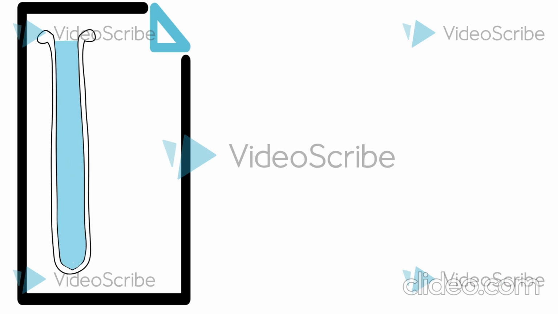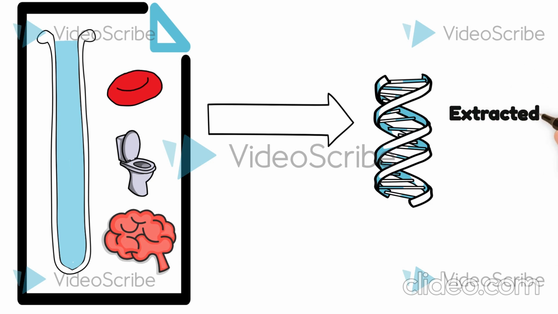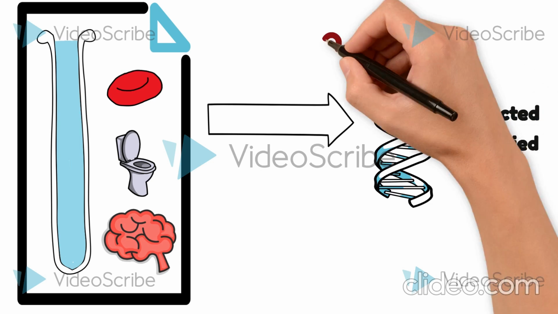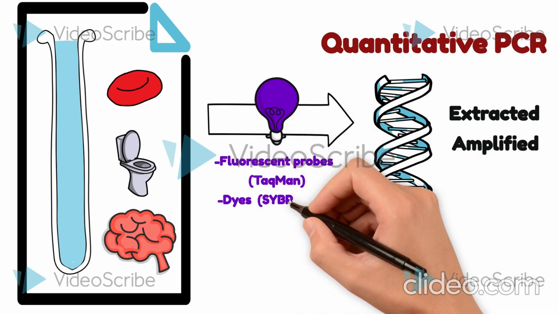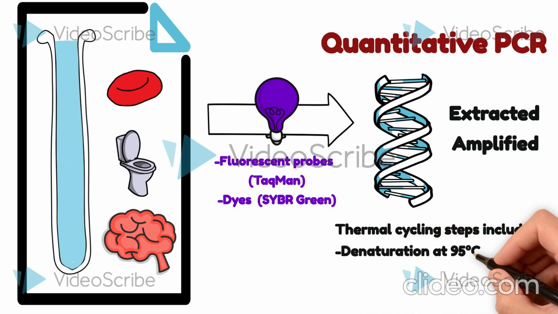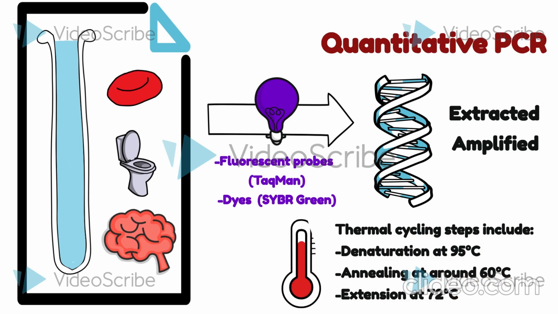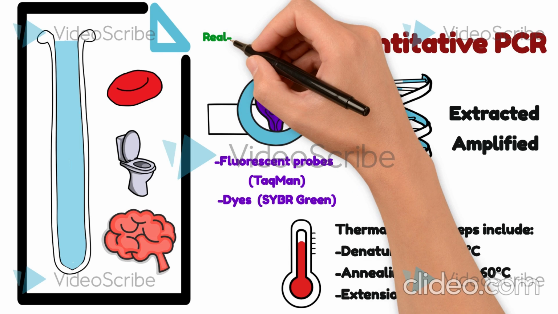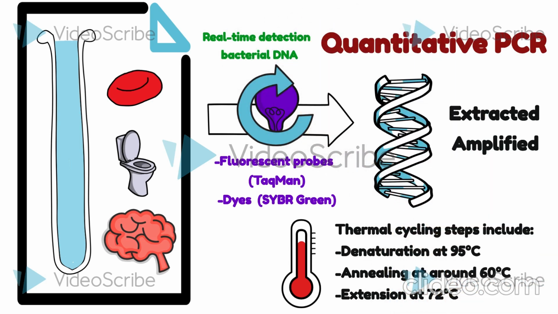The test uses a liquid sample like blood, feces, or bone marrow. DNA is extracted and amplified through quantitative PCR using fluorescent probes like TaqMan or dyes like SYBR Green. Thermocycling steps include denaturation at 95 degrees Celsius, annealing at around 60 degrees Celsius, and extension at around 72 degrees Celsius. With each cycle, the fluorescence increases, allowing real-time detection of the bacterial DNA.